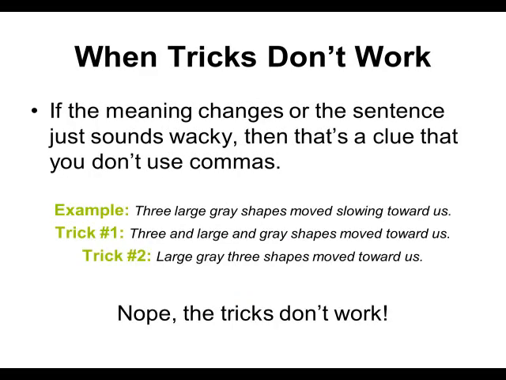What if the tricks don't work? If the meaning changes, or the sentence just sounds wacky, then that's a clue that you don't add commas between the adjectives. For example, 3 large gray shapes moved towards us. Here's the sentence using the first trick, adding and. 3 and large and gray shapes moved towards us. That sounds weird. Here's trick number 2, moving the adjectives around. Large gray 3 shapes moved towards us. Trick 1 and 2 do not work, so that means you don't put commas in between the adjectives.